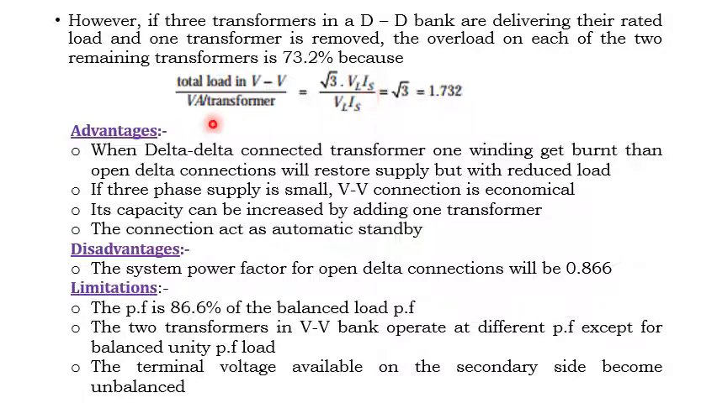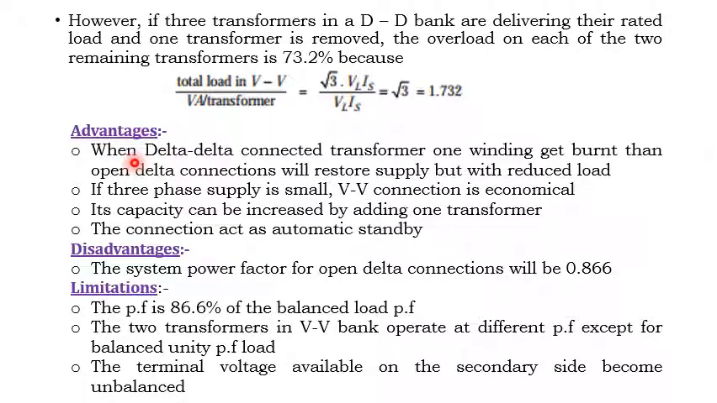Then volt ampere per transformer. How are you supposed to calculate per transformer volt ampere? This is the product of again V into I, that is line voltage and the supply current. So these two get cancelled, then it becomes root 3, and this value is 1.732. So obviously this is more than 100%. Here I am supposed to take 0.73 to be considered, then 73.2% will be overloaded on the remaining two transformers.